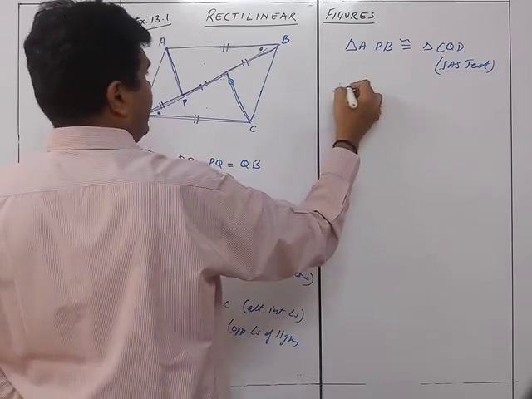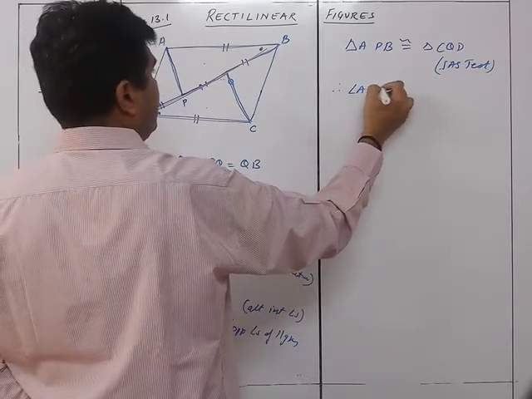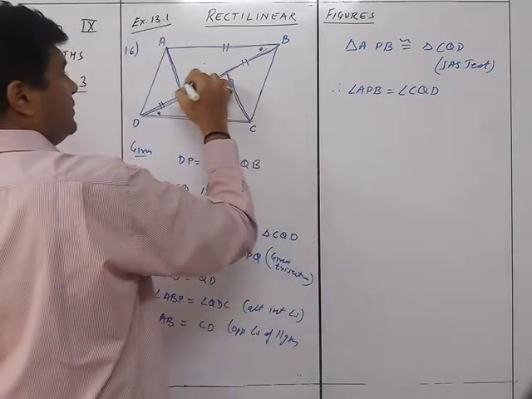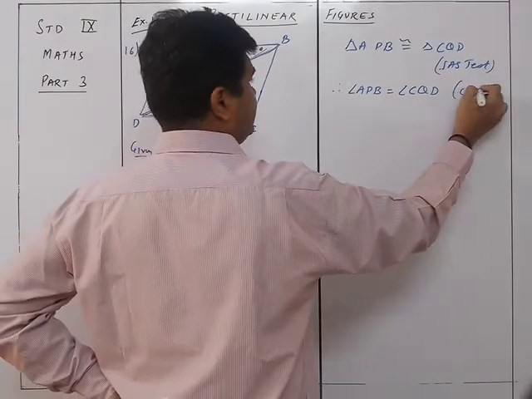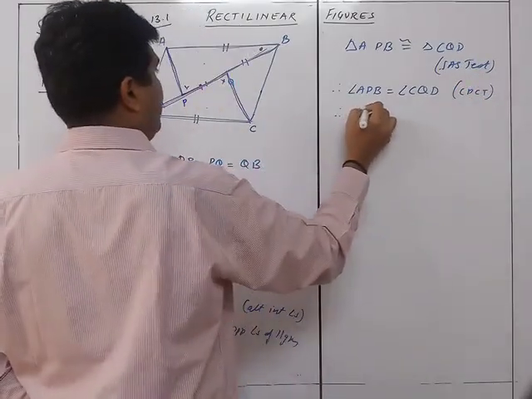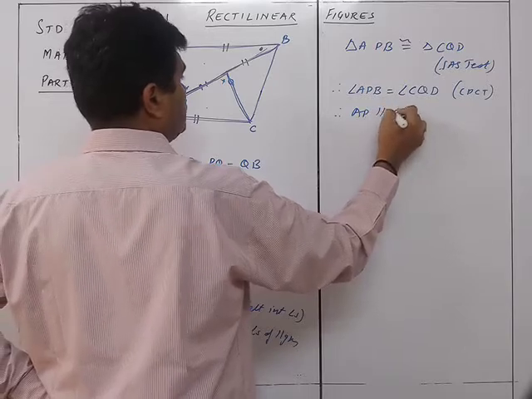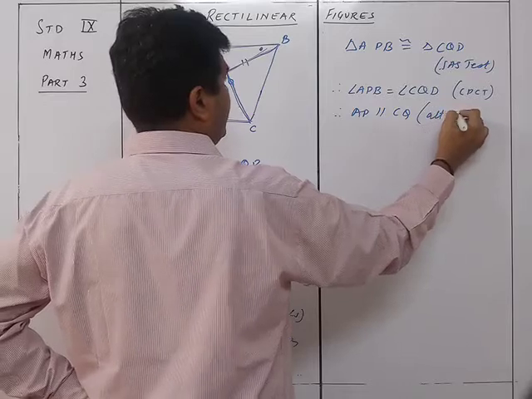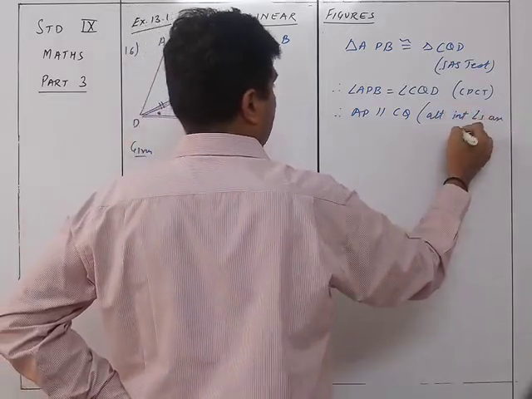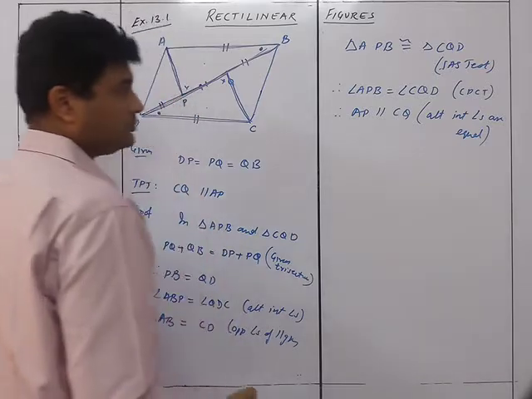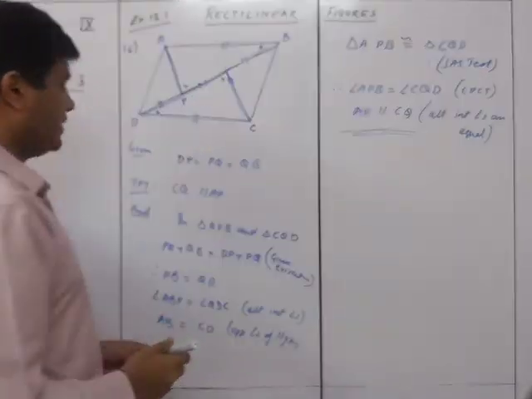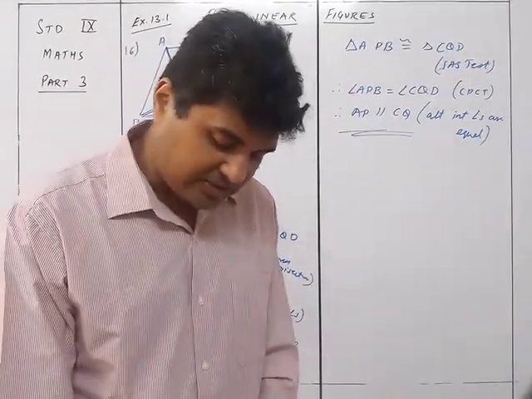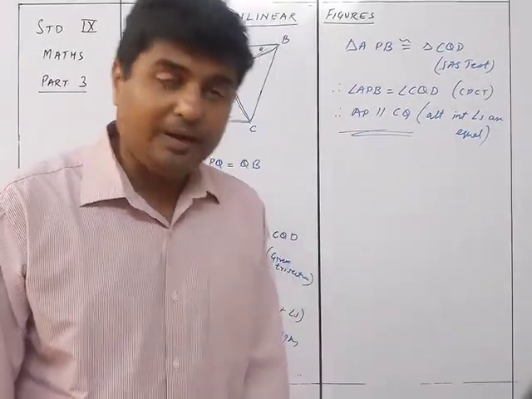Therefore, we get angle APB is equal to angle CQD, that is this angle equal to this angle, by CPCT. Therefore, AP is parallel to CQ because alternate interior angles are equal. Got it? So that was your required sum number 16. We move on to sum number 18, but in the next video.